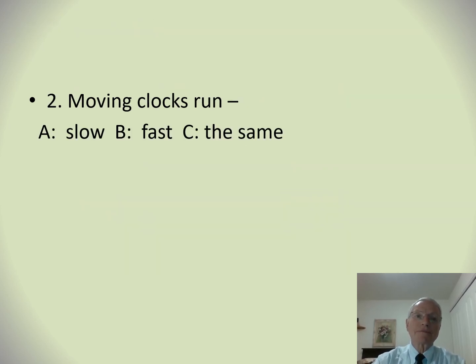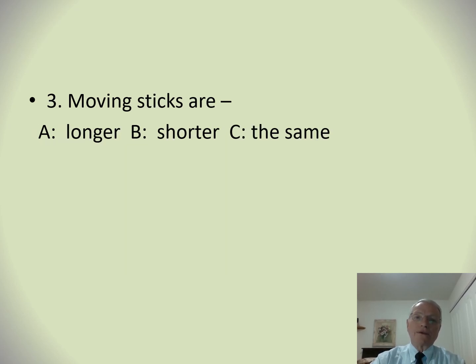You learned last time that moving clocks run slow. Suppose you see a moving clock go by. Its hands are turning slow or fast. Answer is they turn slow. Okay, we also learned that moving sticks, not that they appear to be or that you believe them to be erroneously, but that they actually are physically measured to be shorter. That's called length contraction.